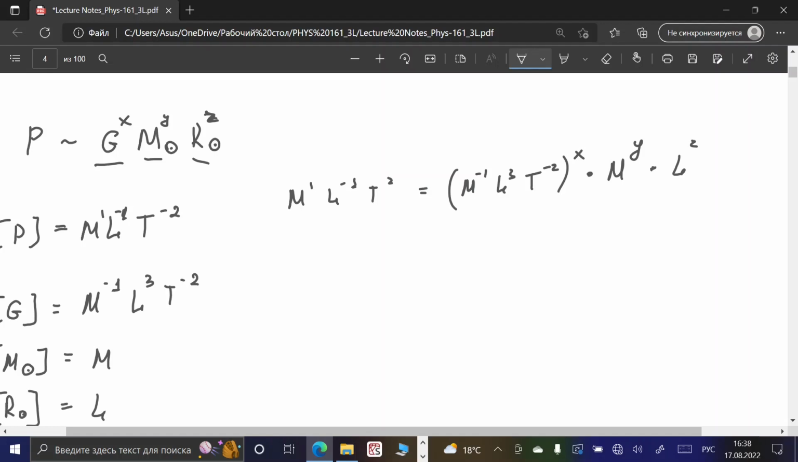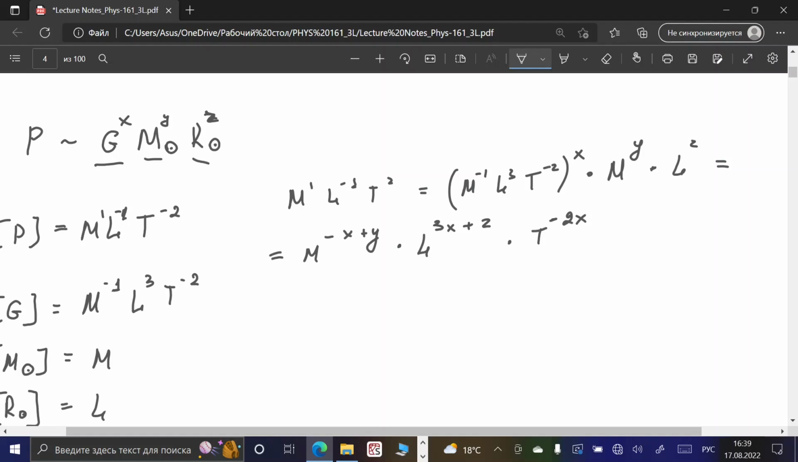So now when we transform the right side of the equation, that will be M in the power of minus x plus y, times L in the power of 3x plus z, and times T in the power of minus 2x. Let's open this parenthesis.